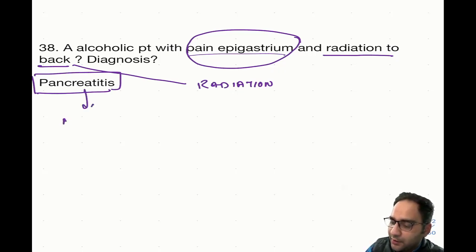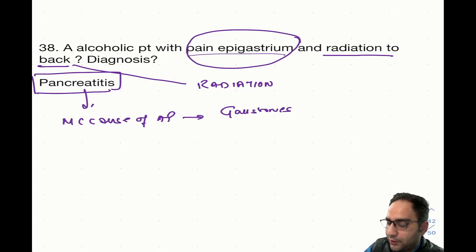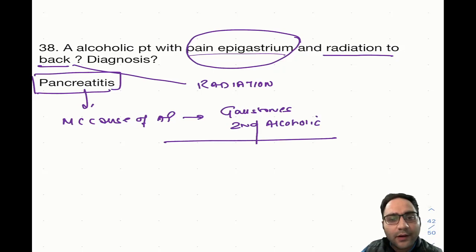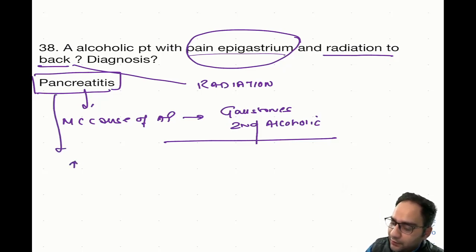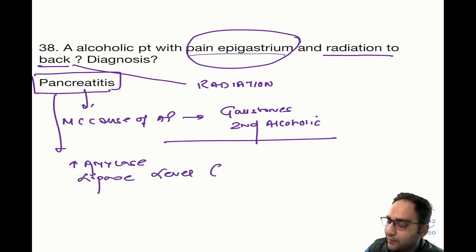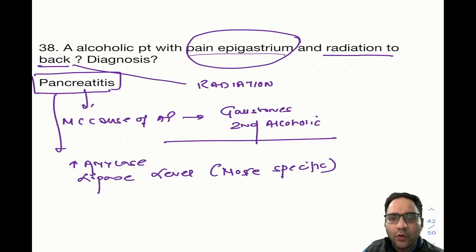But friends, remember that the most common cause of acute pancreatitis is gallstones, and the second most common is alcohol. But given the clinical scenario that you have been asked here, the answer would be acute pancreatitis. These patients usually have elevation of amylase and lipase level. The lipase level is more specific.